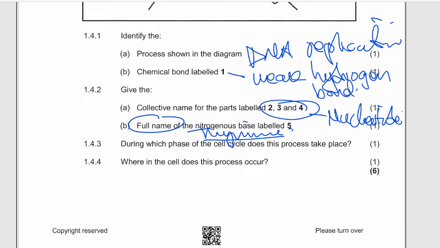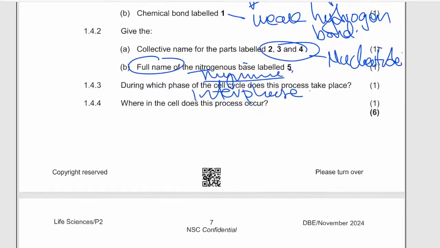During which phase of the cell cycle does it occur? Interphase. Interphase. Guys, if you want a distinction, simple. Done. Life becomes simple for you.